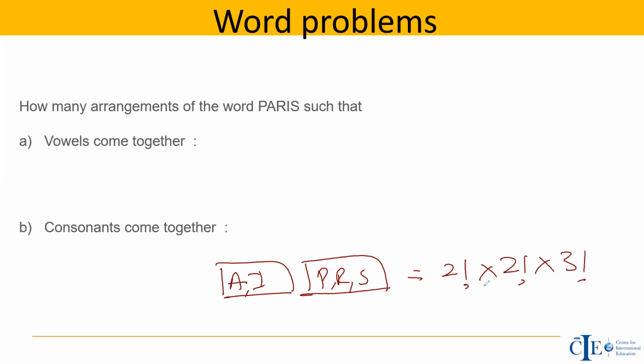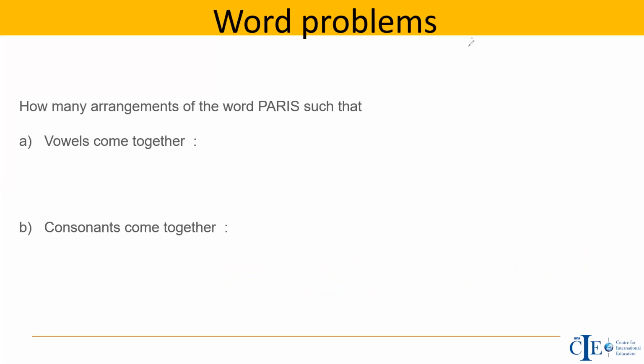This is external, this is internal, right? So 2 factorial into 2 factorial into 3 factorial. That's 2 into 2 into 6. 6 fours are 24. The answer would be 24. Right? So as you keep grouping them, you see the number of arrangements keeps on reducing. First only one group of 2, then group of 3, and then 2 groups of 2 and 3. The number of possibilities reduces, right?